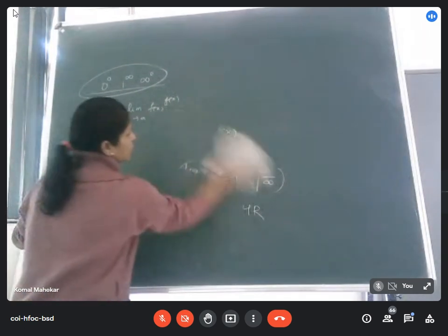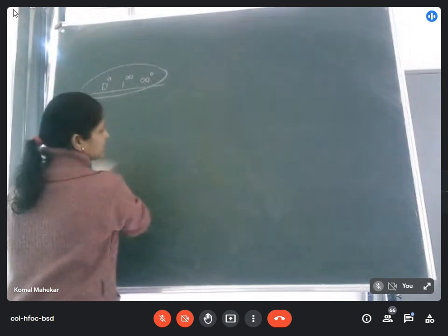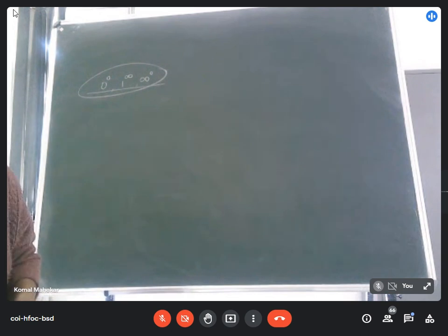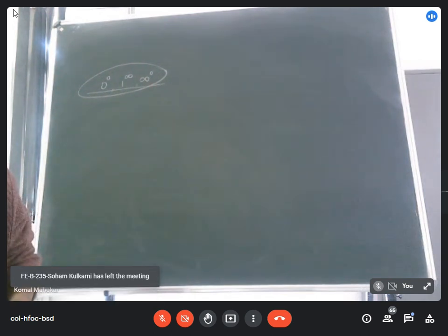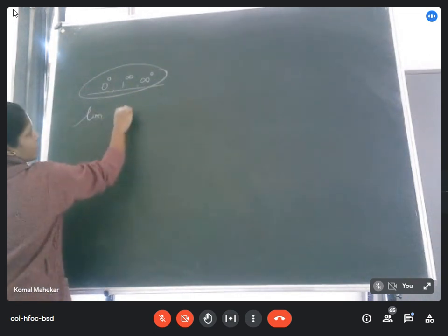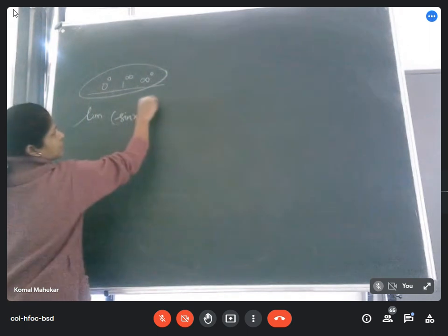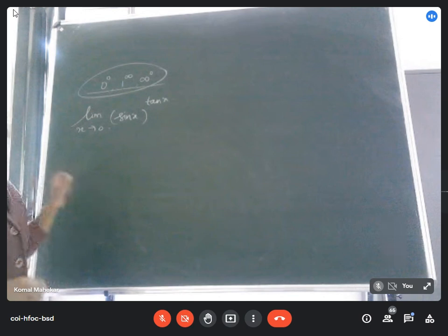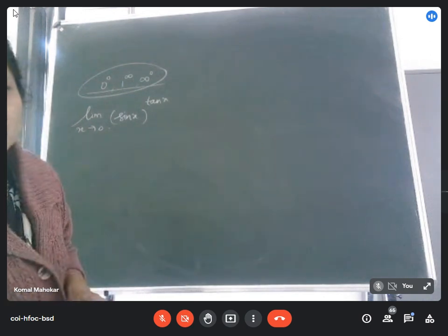So already we have solved problems of the 0 raised to 0 form. We have covered an example of 0 raised to 0 form. So again we consider one more example on this 0 raised to 0 form. Consider limit of sin x raised to tan x as x tends to 0. First of all, identify the form of this problem.